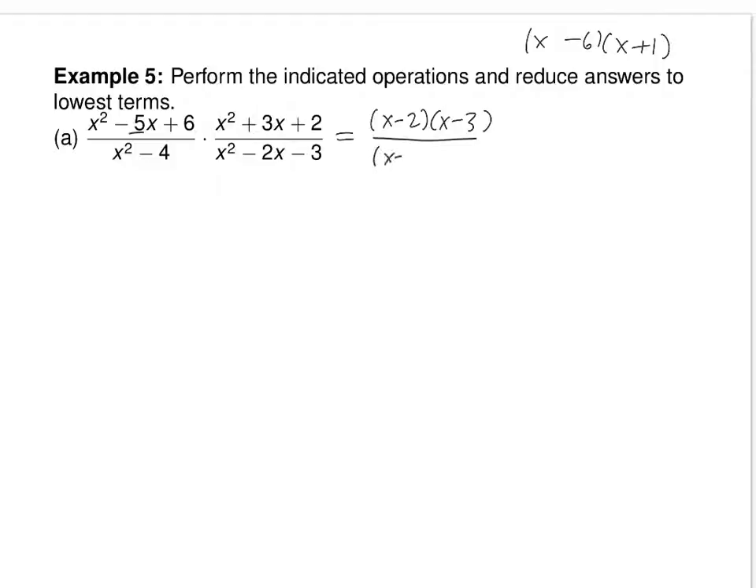X plus 2, x minus 2. And how about the x squared plus 3x plus 2? X plus 2, x plus 1. And how about the x squared minus 2x minus 3?